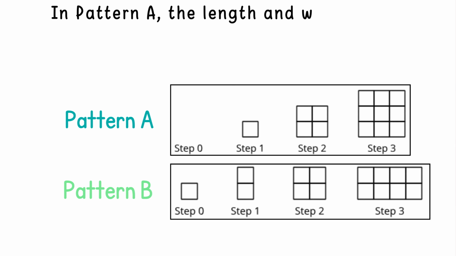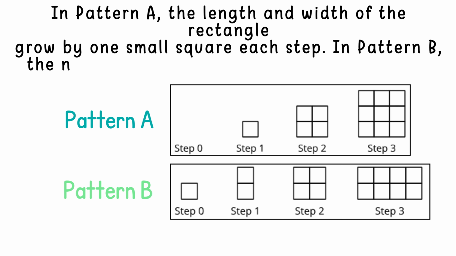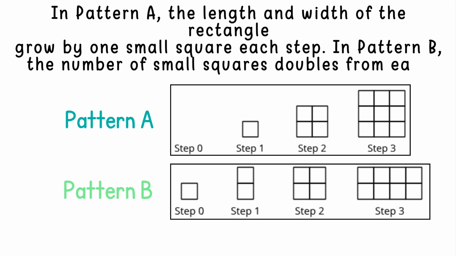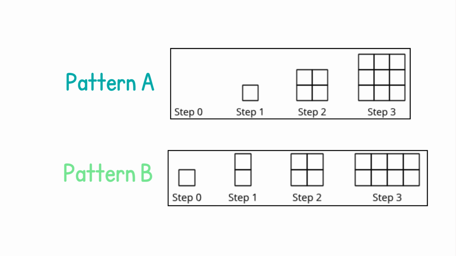In pattern A, the length and width of the rectangle grow by one small square each step. And in pattern B, the number of small squares doubles from each step to the next. We can see in pattern A that in every step we add one row and one column, and in pattern B, we're doubling in each step. Let's look at each pattern a little closer and decide if it's an exponential or quadratic pattern.